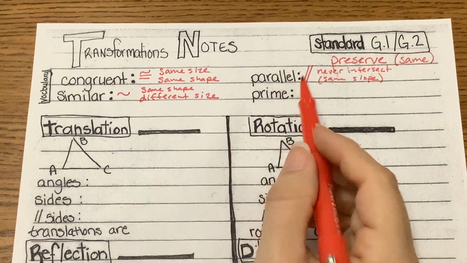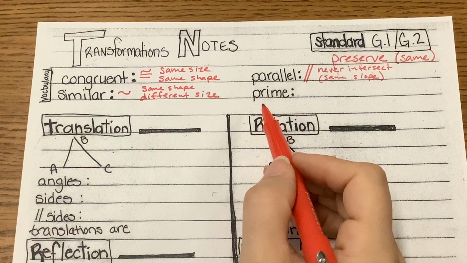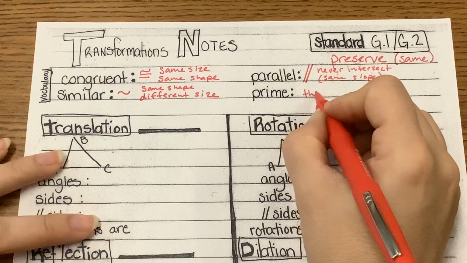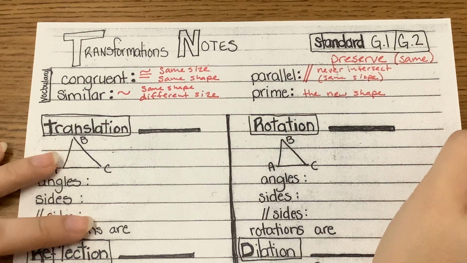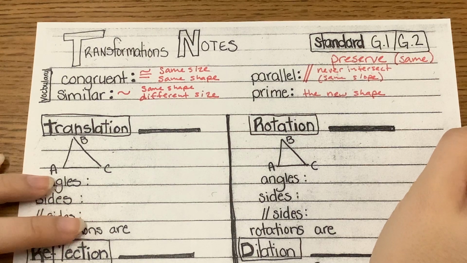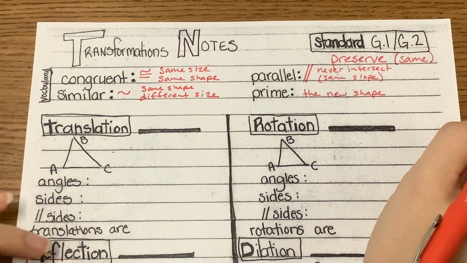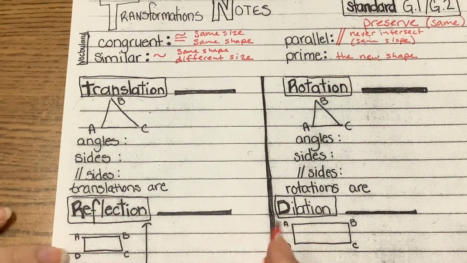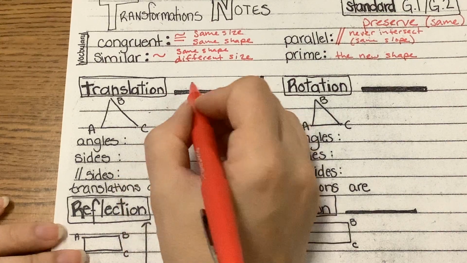Okay. Prime, we're not talking about prime numbers. We're talking about prime for geometry. Prime means that we've done a transformation, so it's the new shape. And it's after a transformation has been done. So after a translation, reflection, rotation, or dilation. Okay. A translation means that we're moving it left, right, up, or down. So it's just a slide.